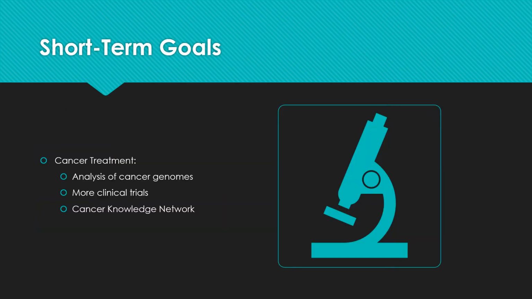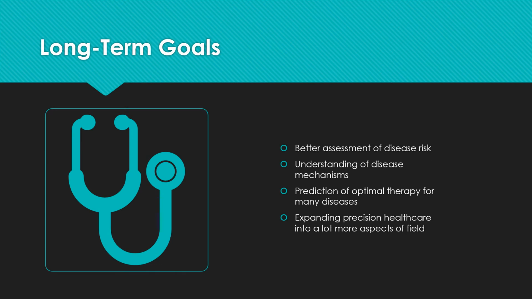analysis. This initiative's short-term goal was to advance cancer treatment, and it was going to achieve this by analyzing the various cancer genomes, have more clinical trials, and create a cancer knowledge network which would centralize the various studies of cancer genomes. The long-term goal of the initiative was to get a better assessment of disease risk via a better understanding of disease mechanisms. The initiative also wanted to focus on the prediction of optimal therapy for many diseases, as well as expanding precision healthcare into a lot more aspects of the medical field.